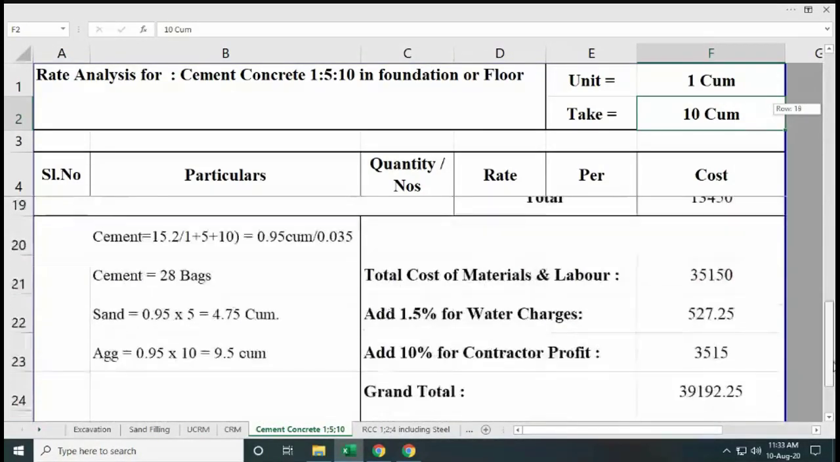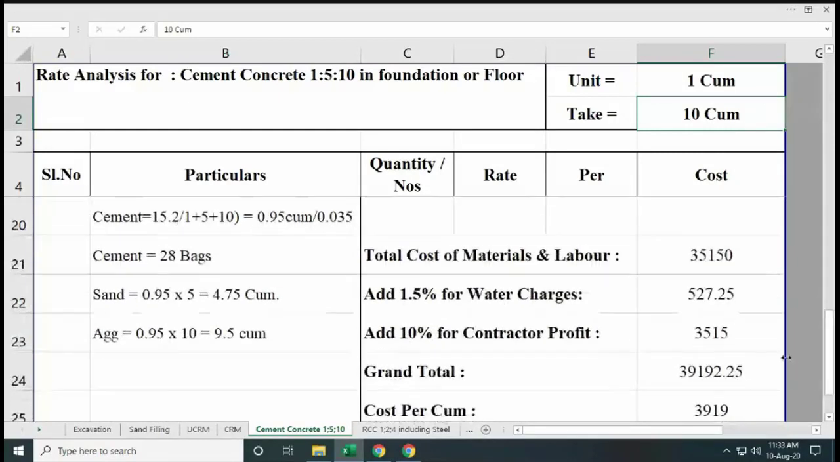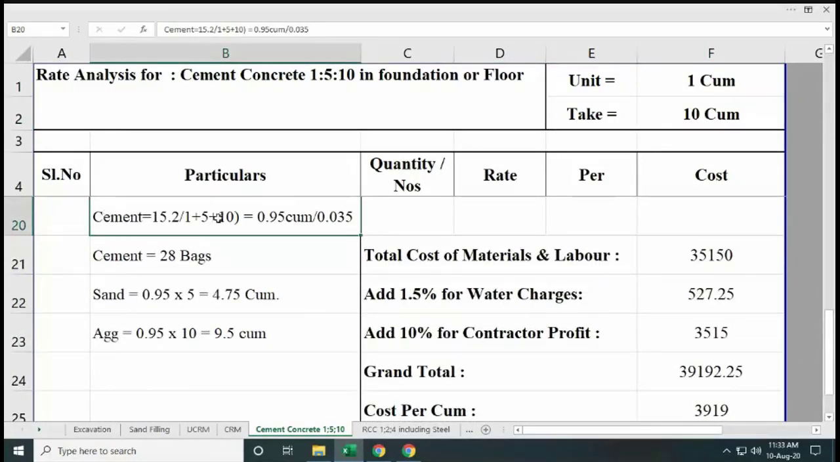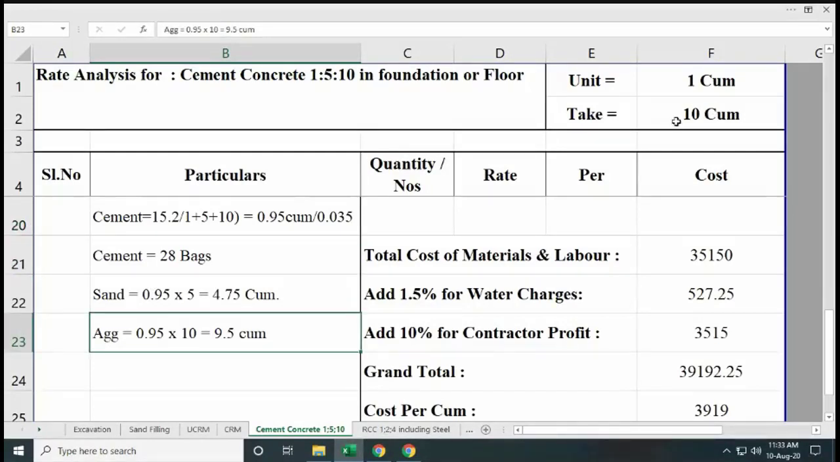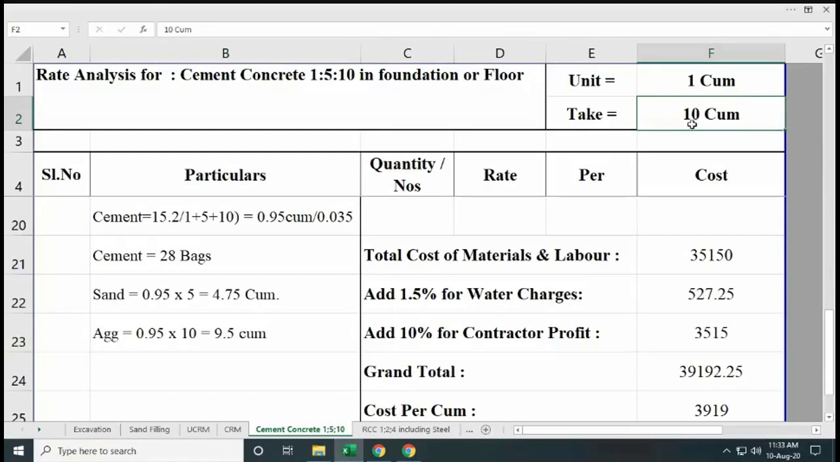Again, we will first do the material calculation. This is the concrete work of proportion 1 is to 5 is to 10, and the volume required is 10 cubic meters. Now how much cement, sand and aggregate is required has to be calculated. For 10 cubic meters, we are going to add 50 to 55 percentage extra.